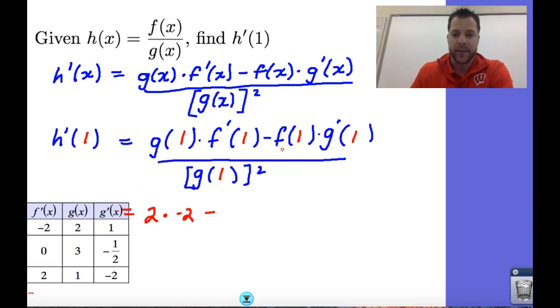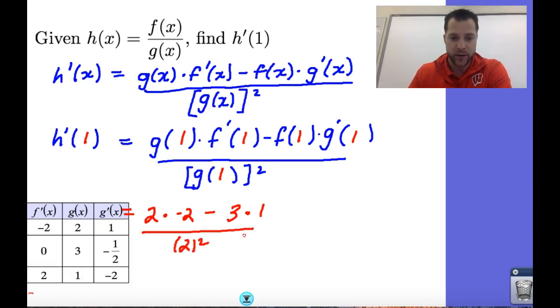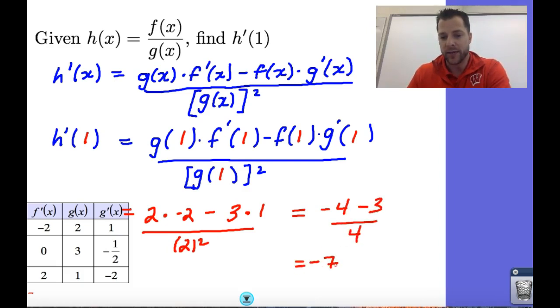minus f of 1. f of 1 is 3 times g prime of 1. So g prime of 1 is 1. Okay, all divided by g of 1 squared. So g of 1 is 2, so all over 2 squared. So I get negative 4 minus 3 over 4, which is negative 7 over 4.